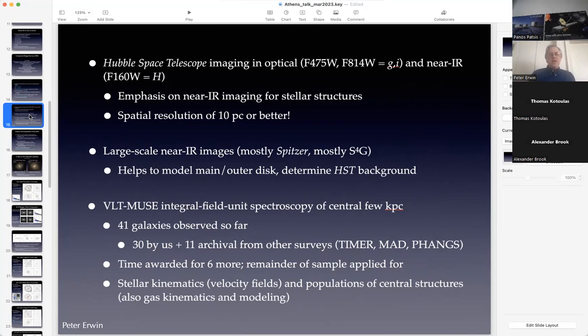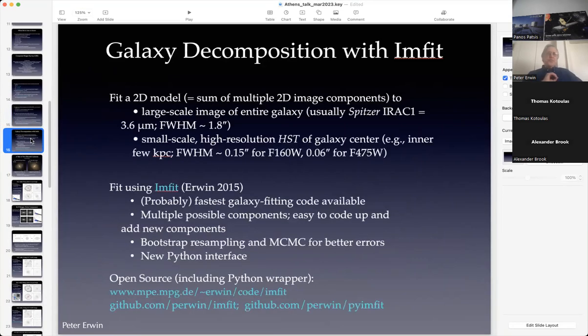We are also in the process of getting MUSE integral field spectroscopy for the central few kiloparsecs of these galaxies. There are 41 that have data, 30 that we've observed, and 11 more from other surveys. It's still incomplete. There's the potential for another 6 galaxies that we have time awarded for. We're applying for the rest. The point of the MUSE data is to get the stellar kinematics and the velocity fields, and later on, stellar populations. We're also looking at the gas kinematics, although that's kind of a separate issue.